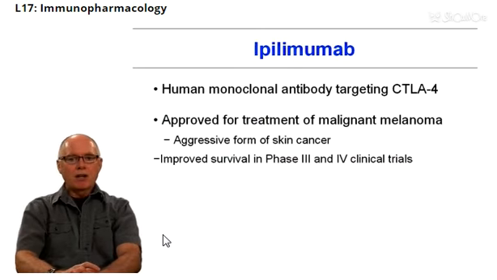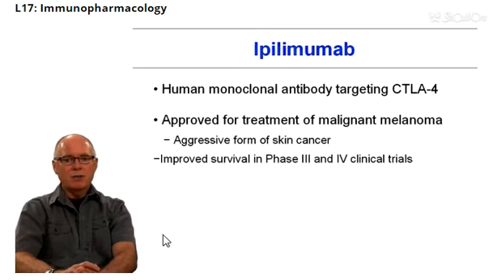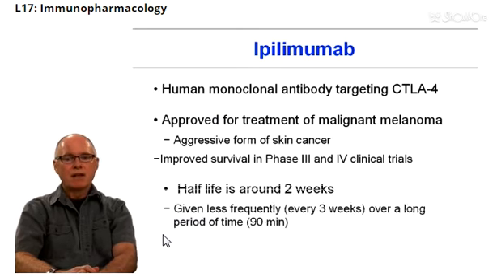Ipilimumab is a monoclonal antibody that targets the human CTLA-4 surface marker. It has been approved since 2011 for the treatment of melanoma, which is an aggressive form of skin cancer. In clinical trials, ipilimumab resulted in improved patient survival. Notably, this antibody has a long half-life of around 2 weeks, which reduces the frequency of drug administration to about once every 3 weeks.